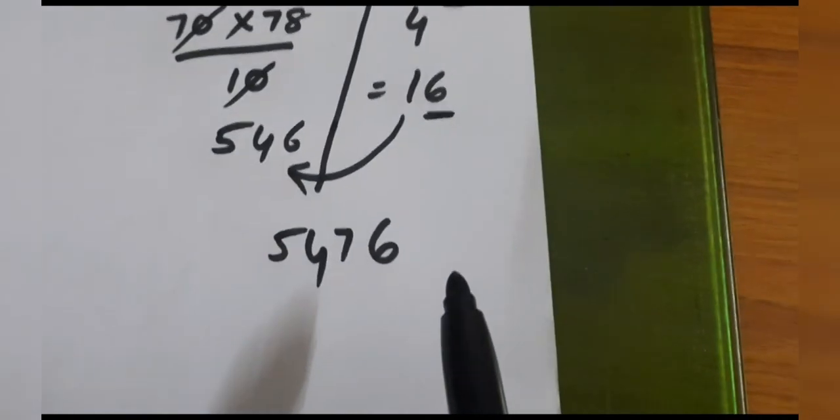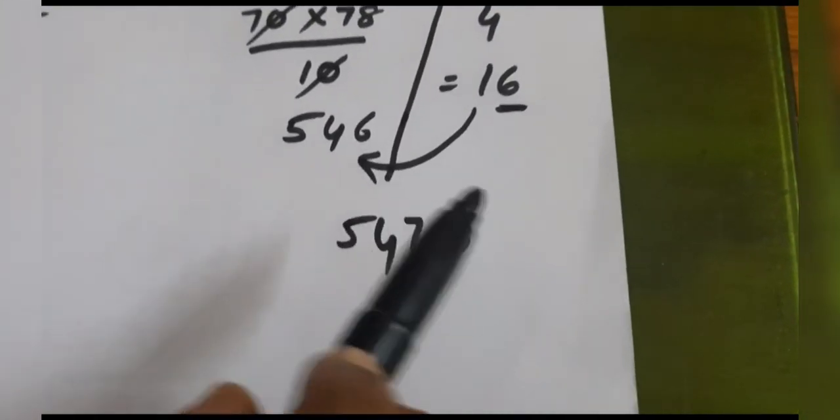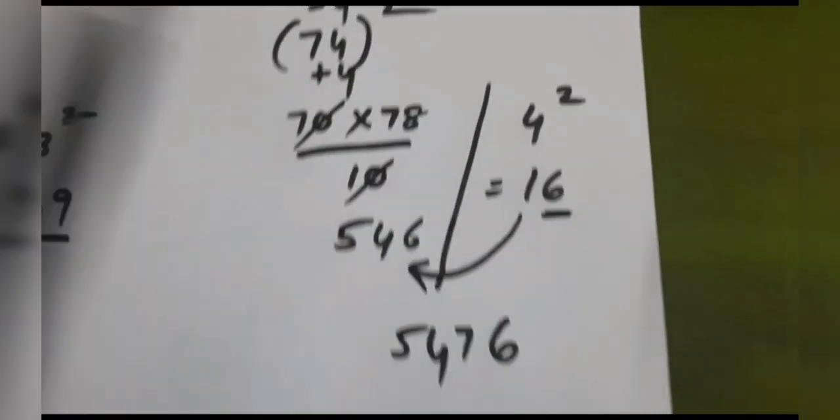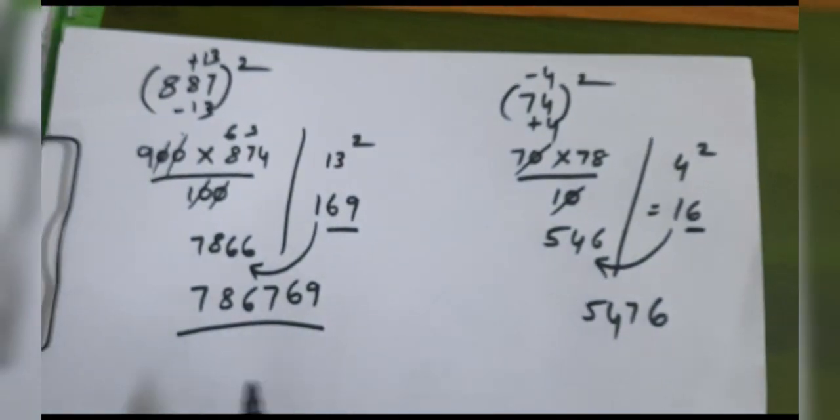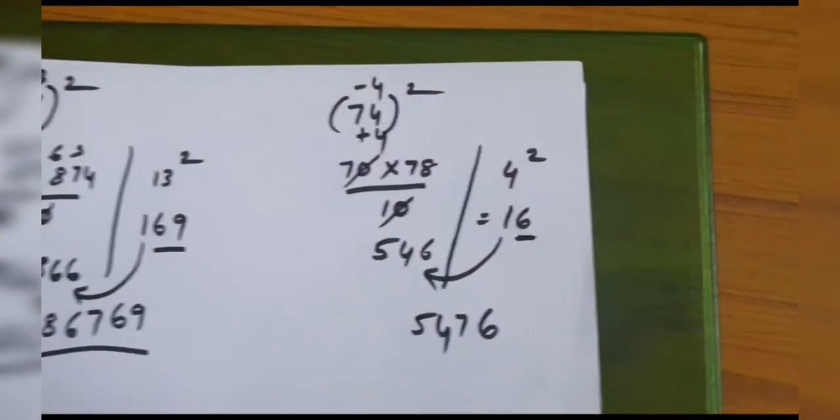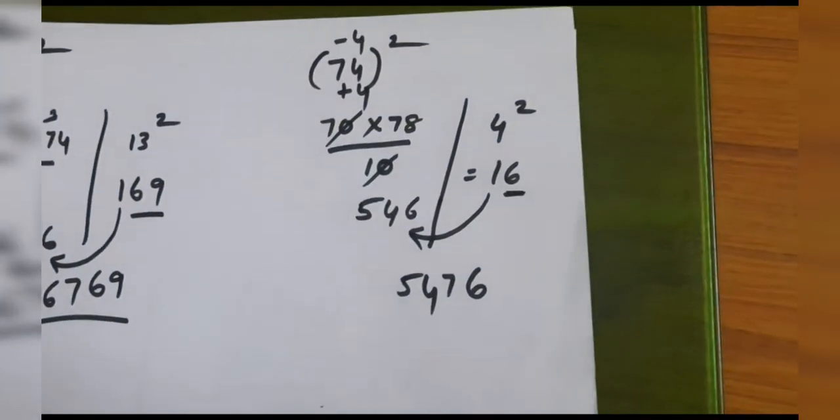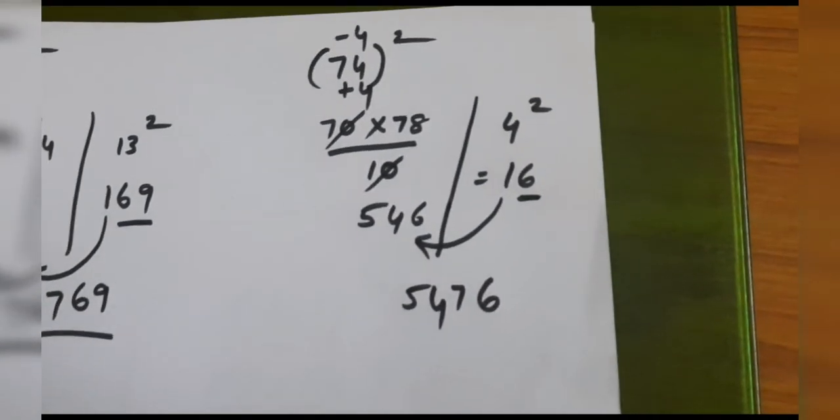So which method is easy for you? You can find 2-digit and 3-digit squares using the same concept, or else you can use the second method to find the square of 2-digit numbers.